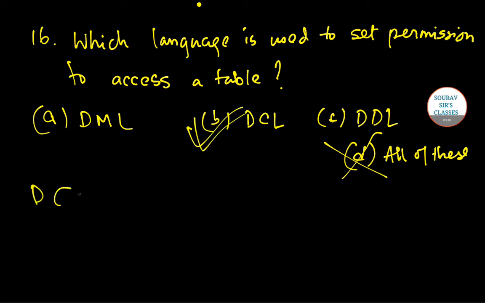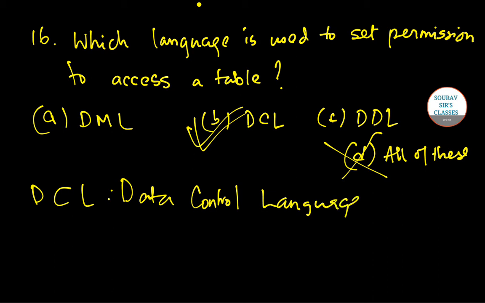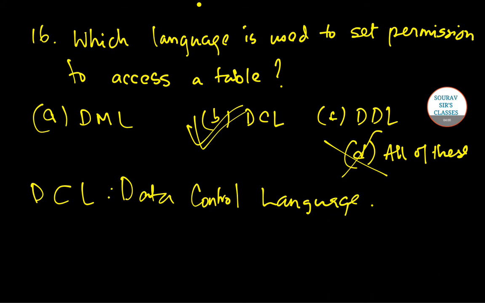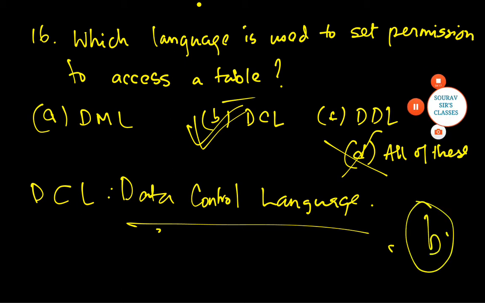a DCL, or a data control language, offers syntax similar to a computer programming language, which is used to control data stored in a database, and hence we can set permission to access a table using DCL, or data control language. So option number B is the correct option. Now moving on to the next question we have.